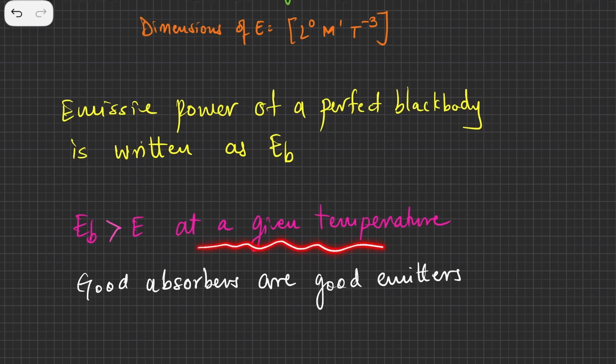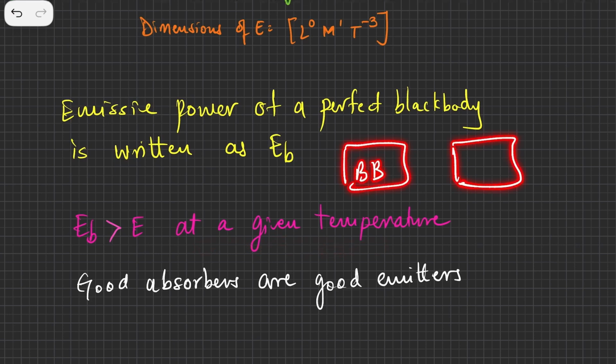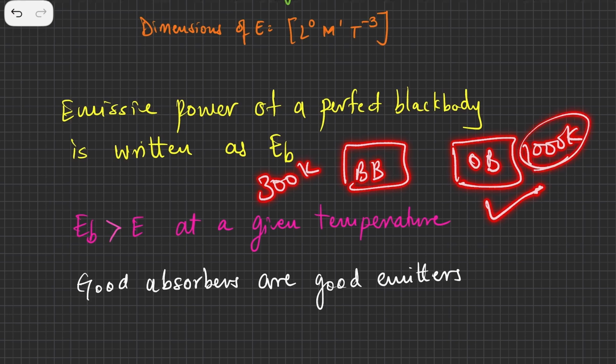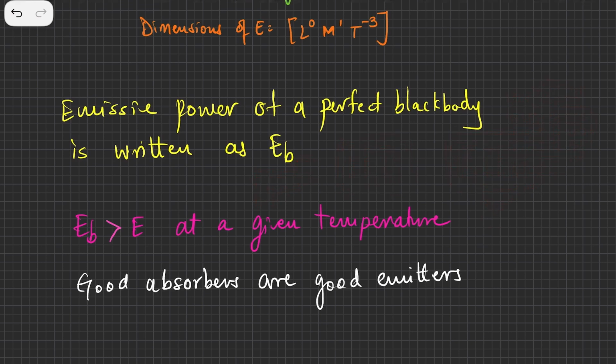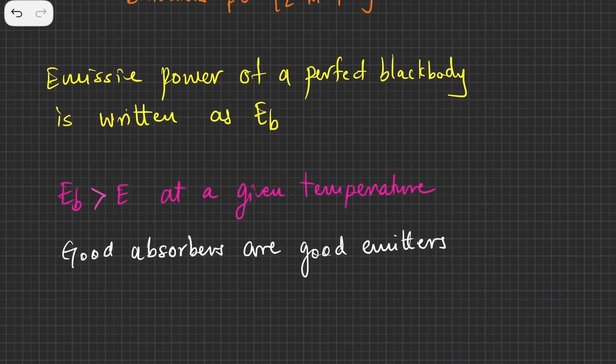And that should be at a given temperature. Suppose I have this body which is a black body, and this is another body which is an ordinary body, and the temperature of this is 300 Kelvin and this is 1000 Kelvin, then definitely the emissive power of the ordinary body would be greater because it is at a greater temperature. But when we say at the same temperature, the emissive power of a black body is always greater than that of an ordinary body, because an ordinary body has a tendency to reflect as well as transmit, so it is not going to absorb all the radiation. That's the reason why.